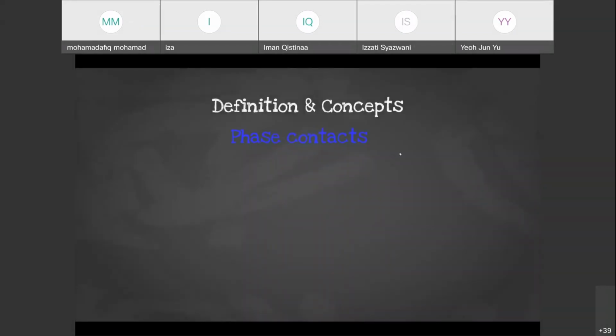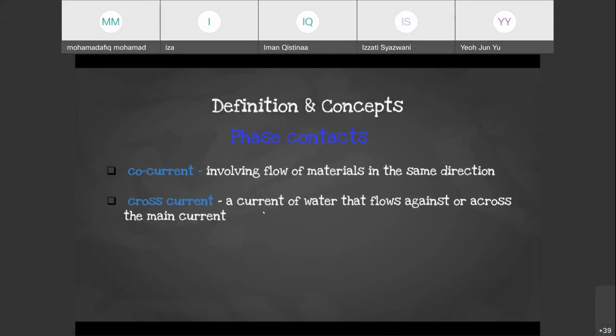Then phase contact, co-current involving, any definitions that you might not see now, you will see in the next few chapters. Co-current involves the flow of materials in the same direction. Cross current, counter current.